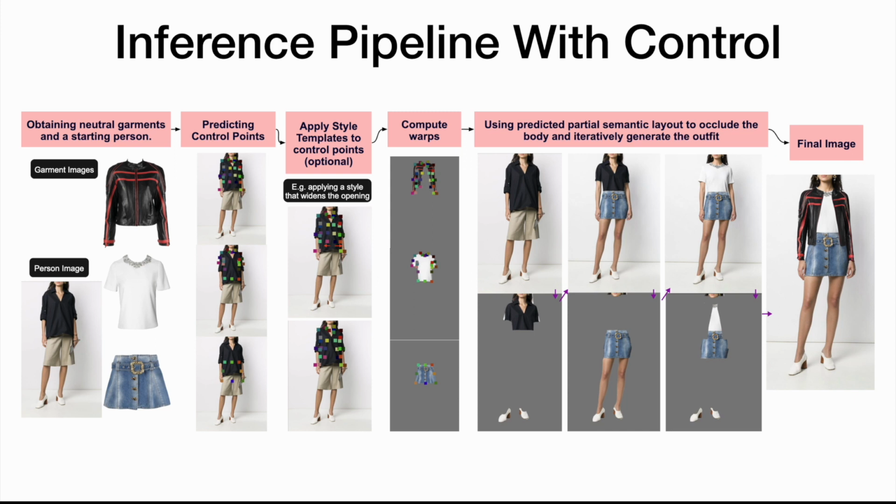And say if I have a style template, I can then apply it to modify my control points. So for example, in the earlier example, we wanted to make the outerwear split a bit wider. So here we would apply a little heuristic to move the control points towards the outside by a certain offset. And once I'm done manipulating my control points, I would predict the warp for each garment based on my final set of control points.